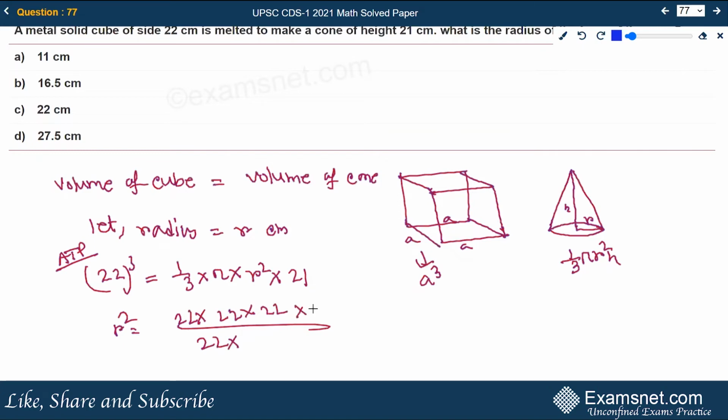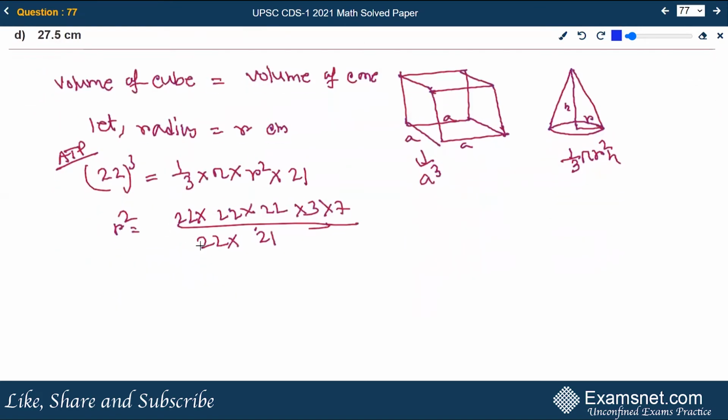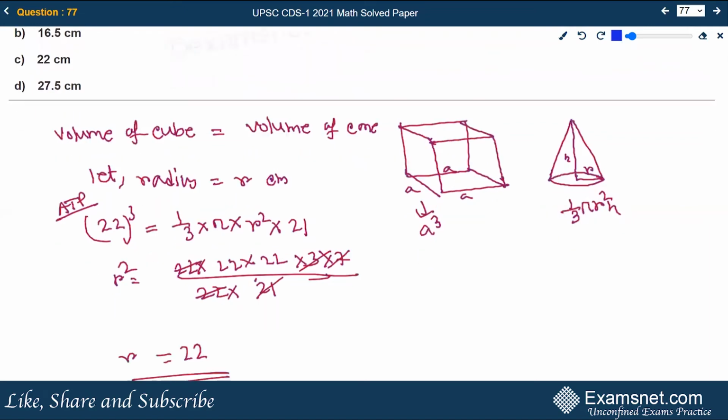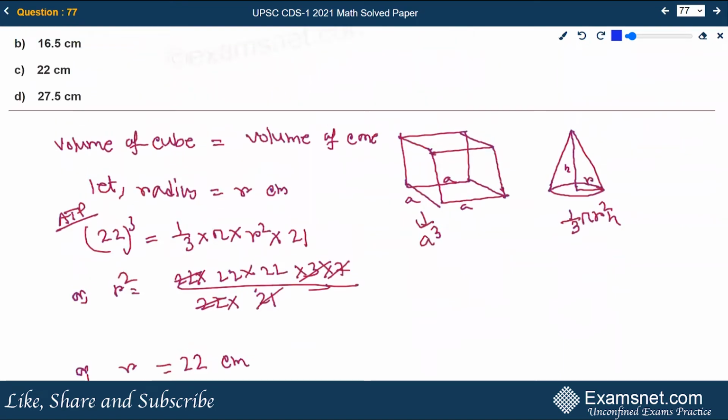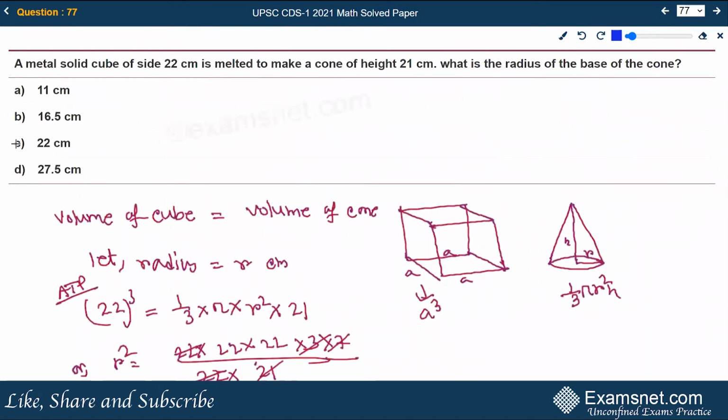So it will be 3, 7, 21. Okay, so I can see 21 cancels. So r is 22 centimeter. So the radius of the cone is 22 centimeter. Here option C is the correct answer.